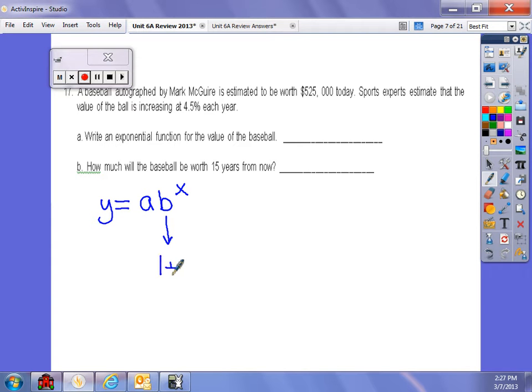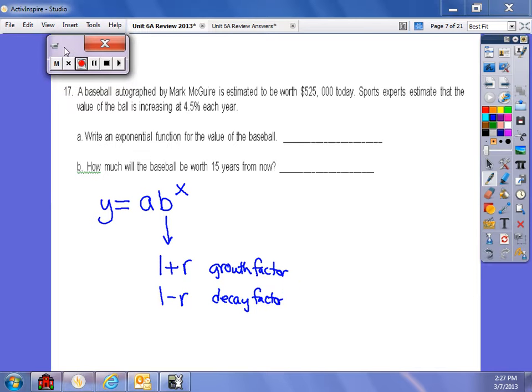So you will have 1 plus the rate will give you a growth factor, and then 1 minus R will give you the decay factor. So in this particular question, it says that he is estimated to be worth $525,000 today, and it's increasing at 4.5% each year. So remember to take that 4.5 and divide by 100.